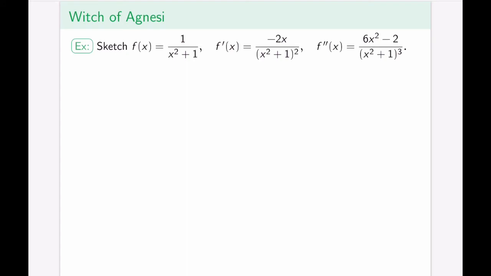Now, this is our function, and if we want to sketch it, we will once again have to go through all of the steps that we have seen before. We're going to talk about domain, we're going to talk about intercepts, we're going to talk about vertical and horizontal asymptotes, then we're going to figure out what the critical points are, what the potential inflection points are, and put everything together onto one graph.